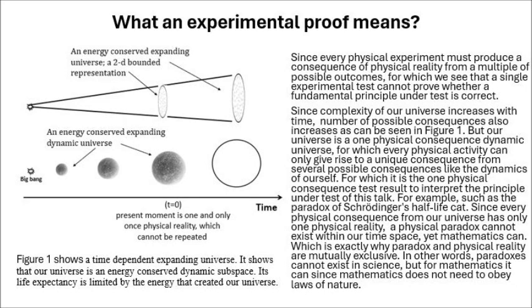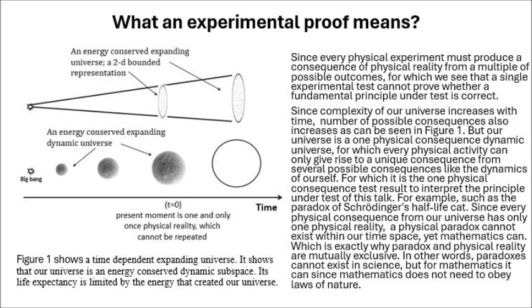Since the complexity of our universe increases with time, the number of possible consequences also increases, as can be seen in Figure 1. But our universe is a one-physical-consequence dynamic universe, for which every physical activity can only give rise to a unique consequence from several possible consequences, like the dynamics of ourselves, for which it is the one physical consequent test result to interpret the principle under test in this talk.